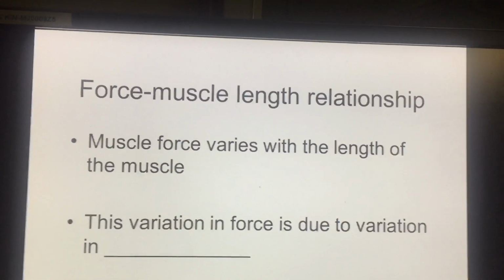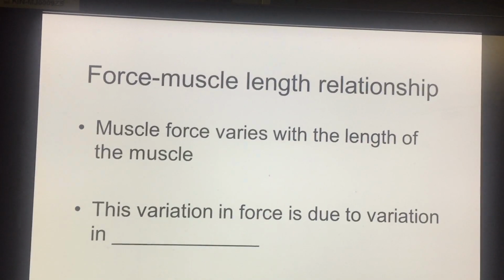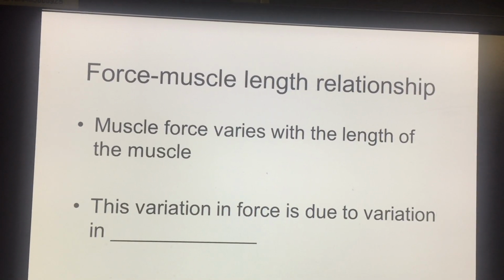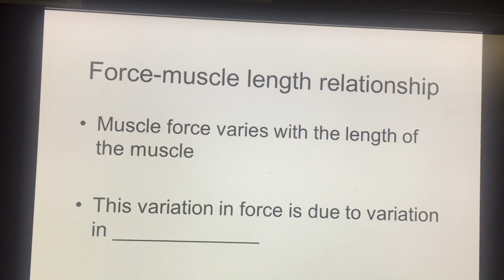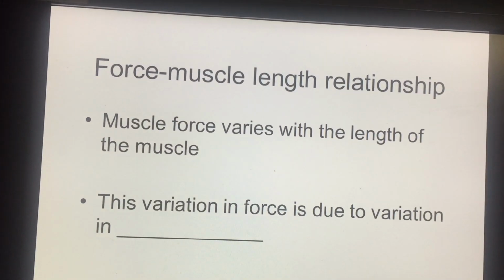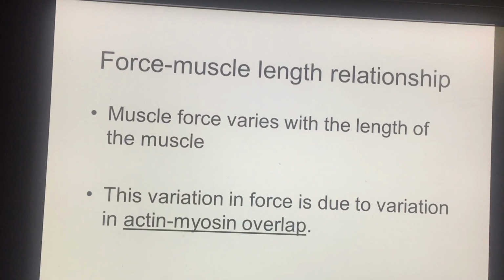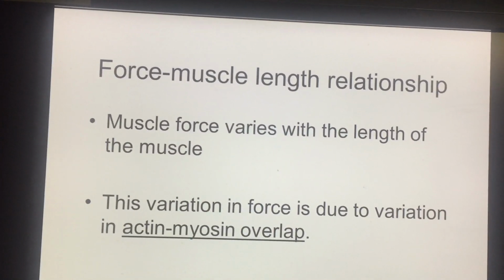So the force-muscle length relationship. Muscle force varies with the length of the muscle. So as you go through your range of movement, you're weaker at some points in your range of movement than others. And this variation in force from a physiological perspective is due to variation in actin-myosin overlap.